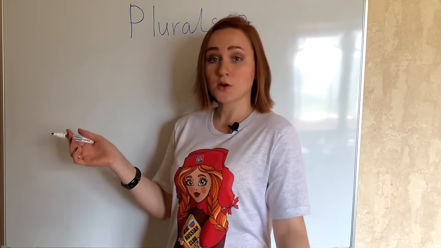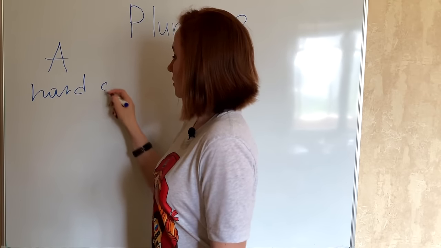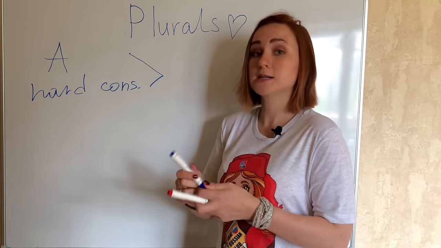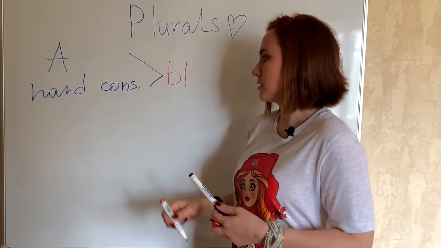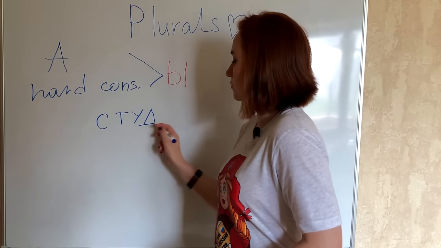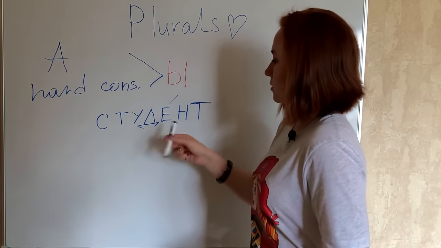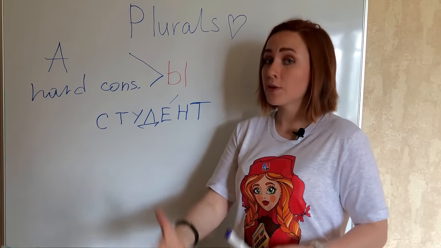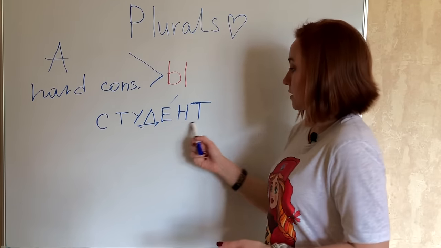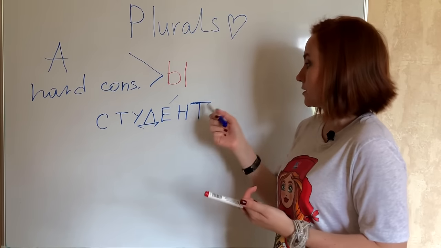Let's begin. So first, if you see a word ending in а, or a hard consonant, if you see any of these in the end, you change it to ы, my favorite letter, ы. Now let's look at a couple of examples. For example, the word студент, student. You obviously know what this word means. Repeat after me. Always keep practicing your pronunciation. Студент. So, first we look at the end of the word, and what do we have here? We have a hard consonant. There is no soft sign, nothing pointing that it's soft, so it's a hard consonant.